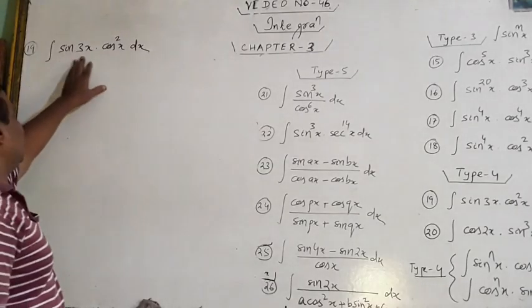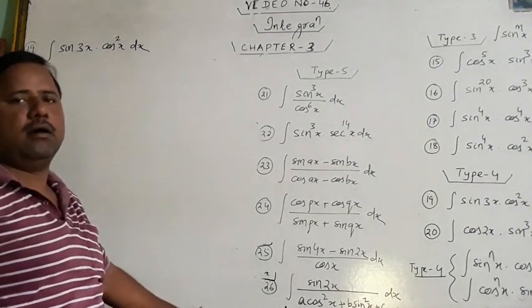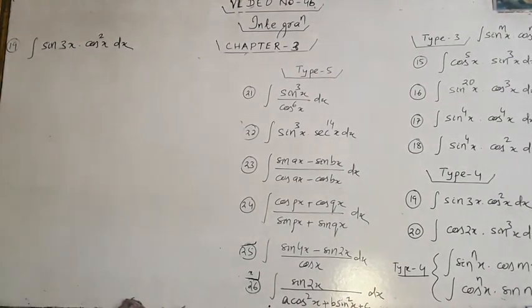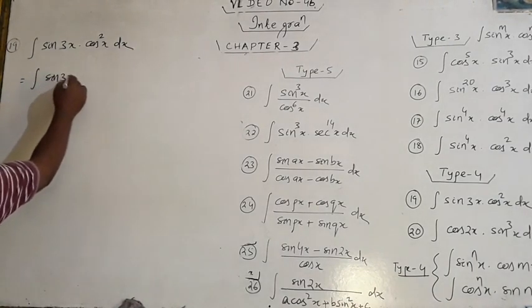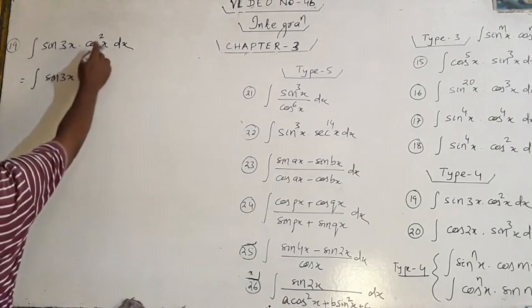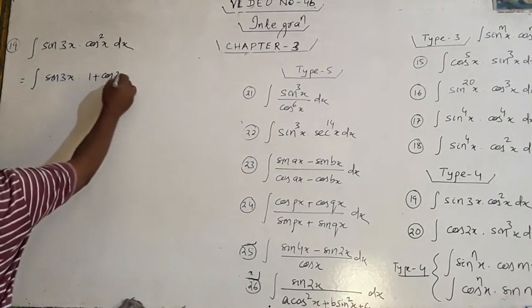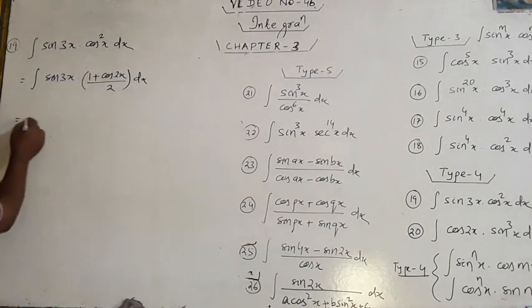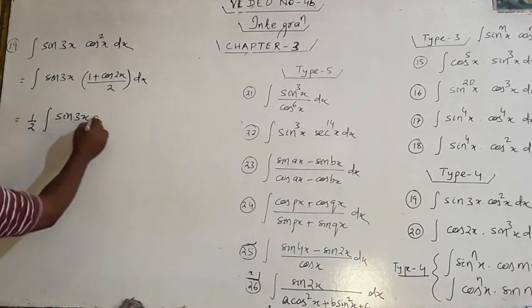It is one angle, one power form. Either you have to convert everything to angle or you have to convert everything to power. Here it is very simple form. Here, look at here. It is sin 3x and you have to convert this. It is easy to convert to power. Angle form, 1 plus cos 2x by 2. Then after simplification, it becomes 1 by 2 integration sin 3x dx.